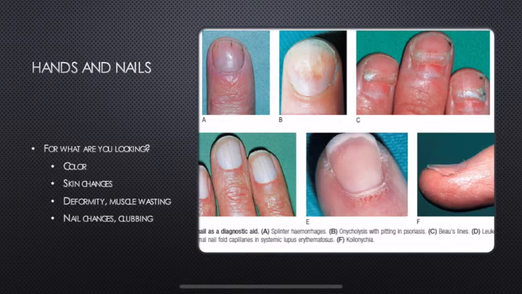And then koilonychia, where the nails take the form of almost like a spoon. And again, it can go along with various nutritional deficiencies, that kind of thing. But you really want to notice the hands and the nails. We're just looking for clues about what is wrong with our patient and why they're there to see us.